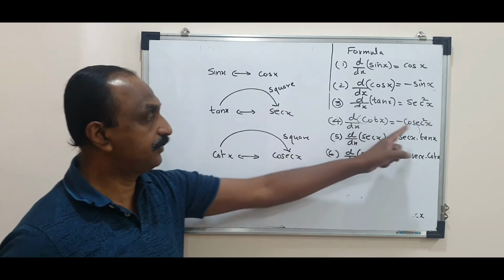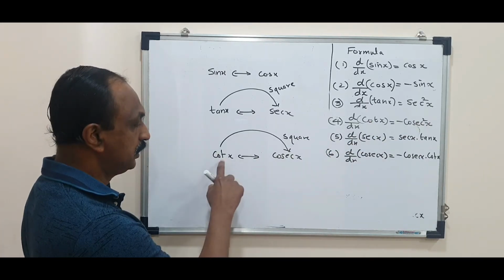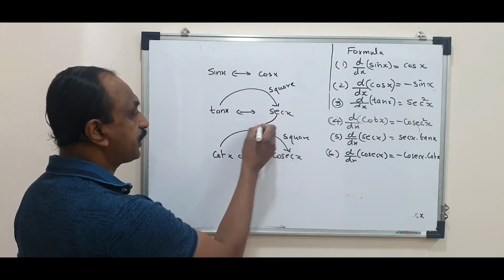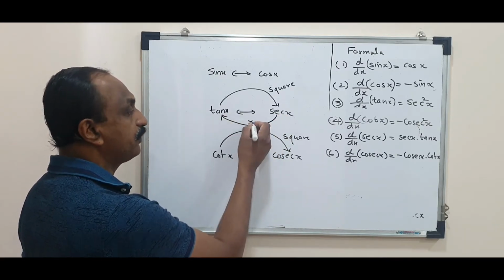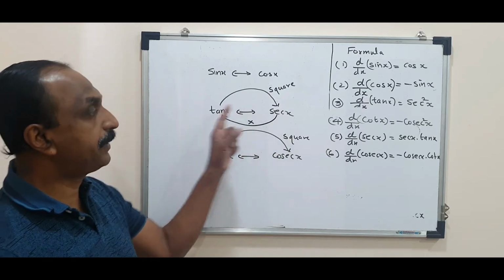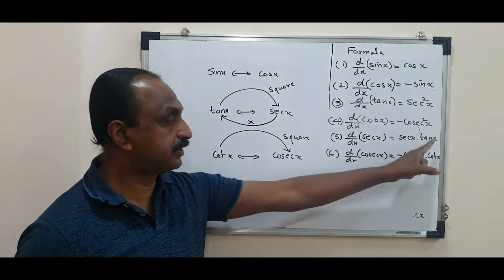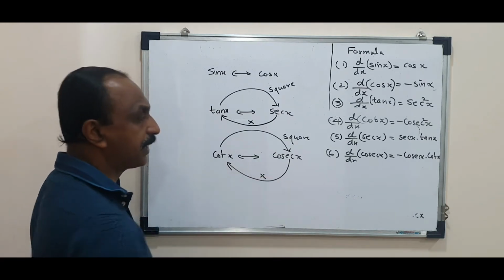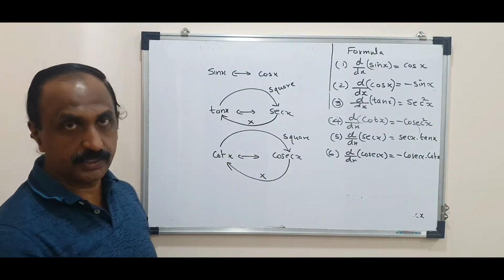Cot x derivative is cosec square x. Of course, c is there, so a negative sign will occur. Sec x derivative is obtained by multiplying with itself, multiply the pair: sec x into tan x. Cosec x also is obtained by multiplying the pair. Very simple to remember. What are the pairs?